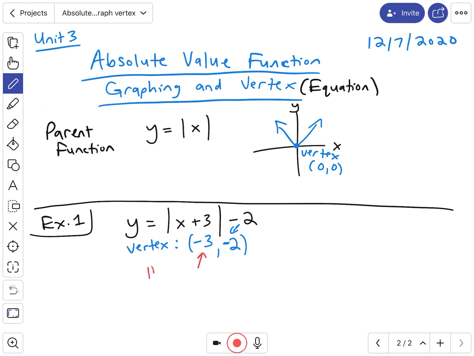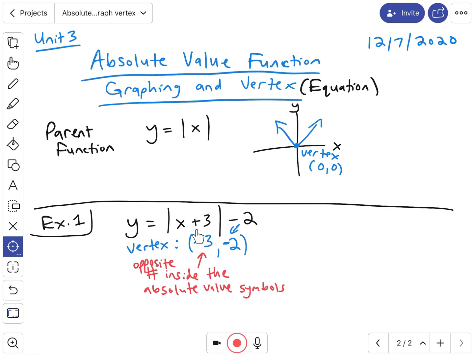So any number inside the absolute value symbols, I'm going to put the opposite number. So this is positive 3, so the opposite of that is negative 3, and that's because it's inside the absolute value. This will stay the same.